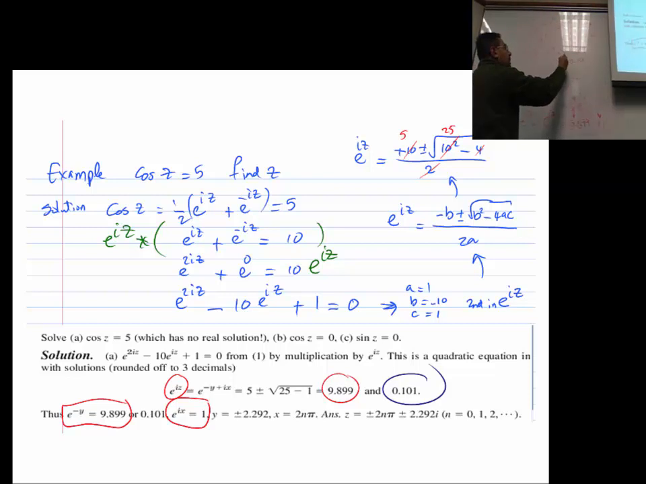What are those? Those are e to power iz. I don't want e to power iz, I want z. So he basically said, okay, e to power iz is your 9.89. Can you get the z out of this? Yes, because e to power iz is actually e to power minus y plus ix. Why? Because the i gets multiplied by the x to become ix, and the i multiplied by the iy becomes minus y.